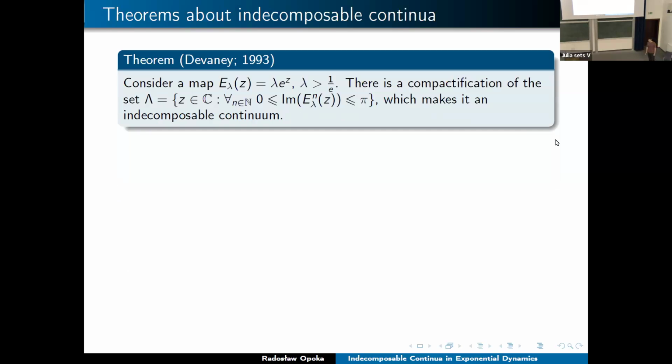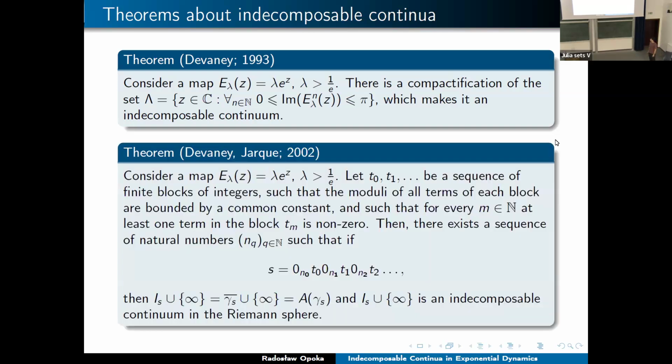Okay, so the first theorem is by Devaney, and this theorem states that if we take the set of all points for which all iterations stay in the strip, this is the intersection of the strip with the upper half plane, so for points whose every orbit stays in this set from 0 to pi, this set is not an indecomposable continuum, but there is a compactification of such a set that makes it an indecomposable continuum.